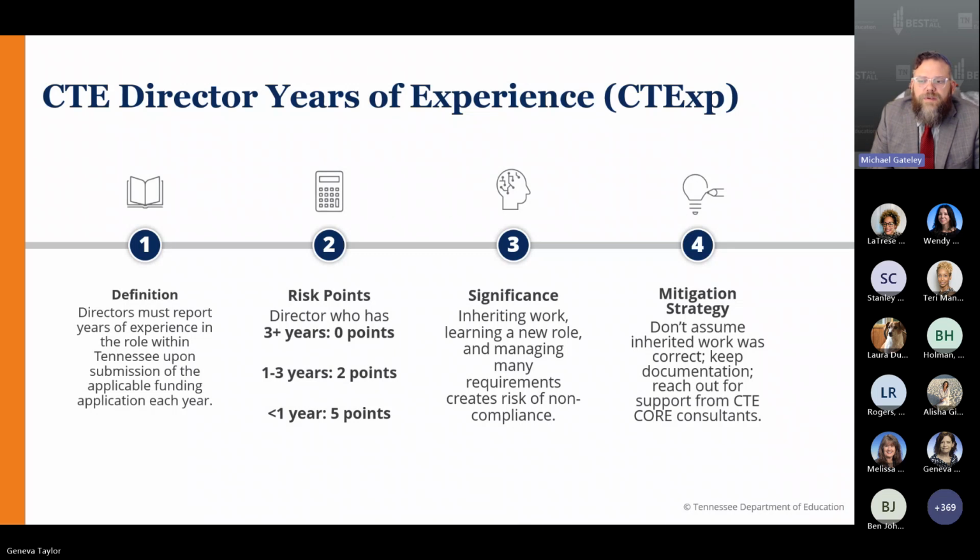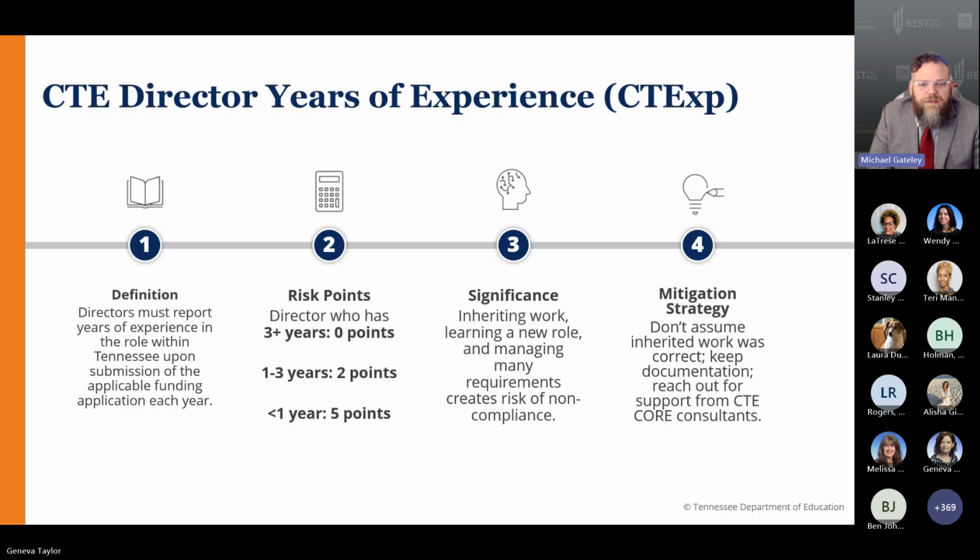The timeline is going to be aligned for this as far as the cutoff date. That's going to be on an annual basis, usually July 1st of the current fiscal year is what we base that on. Significance here is the less experience you have in a role, there's going to be more risk associated with noncompliance. So mitigation strategies here: don't assume inherited work is correct.